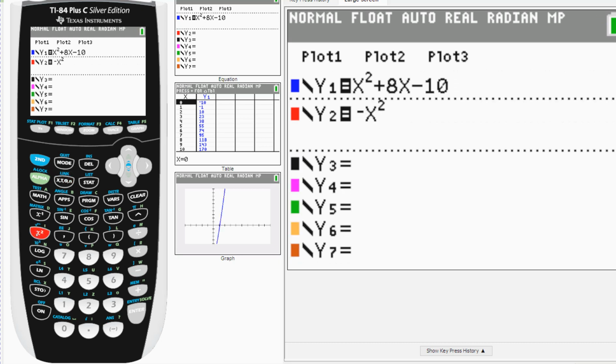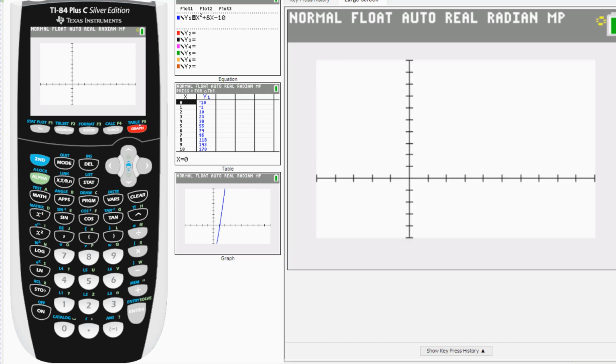Negative x squared plus 10x plus 14 was my second one. Double check and make sure I've done those right: x squared plus 8x minus 10, negative x squared plus 10x plus 14. And if I go ahead and hit graph, I know that my picture is going to be off my page. So I'm going to have to make my window bigger.